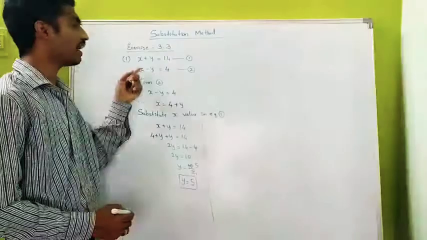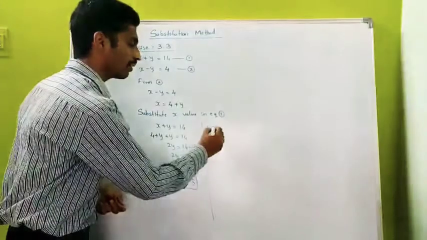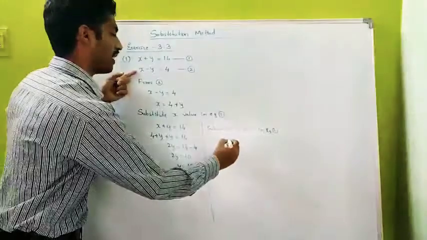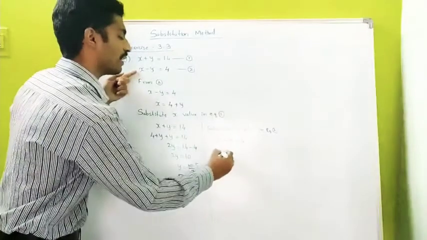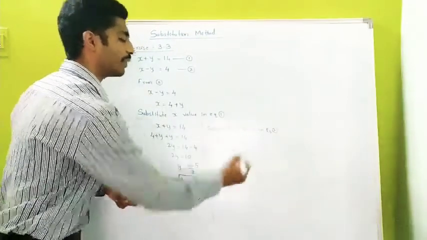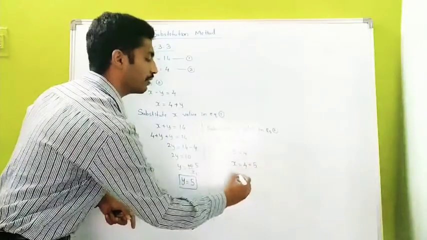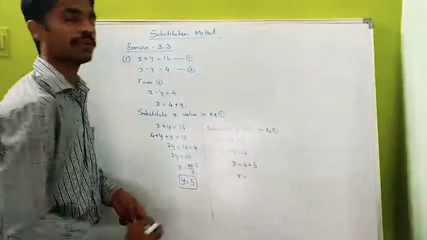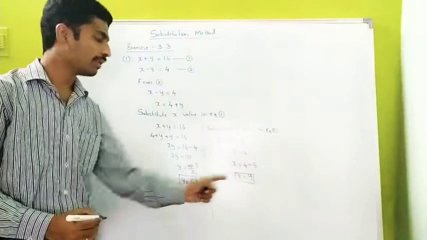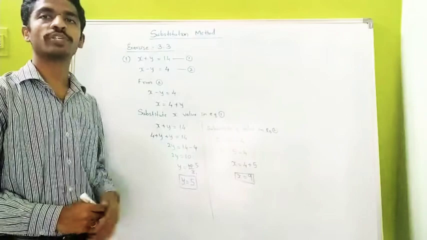Use this y in any one equation. Any equation you can substitute. So substituting in equation 2, x minus y equal to 4. What is the y value? y is 5, so x minus 5 equal to 4. If I take minus 5 to the right side, it becomes plus. So x equal to 4 plus 5, that is 9. So y is 5, x is 9. This is our answer by the substitution method.